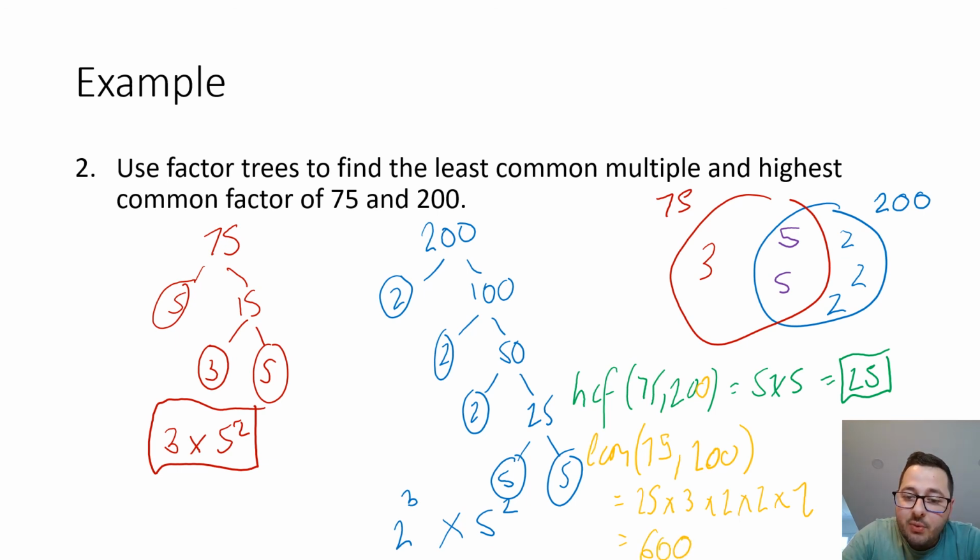Let's just double check. 25 times 3 is 75, 150, 300, 600. Yeah, happy with that.